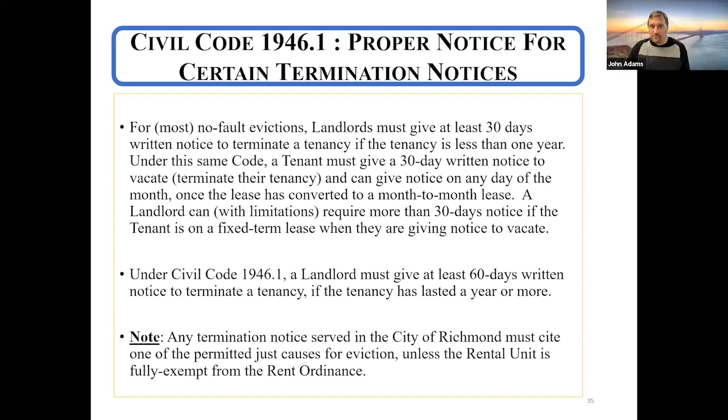If you're unsure about noticing requirements, you can contact us or find somebody who knows California rules.